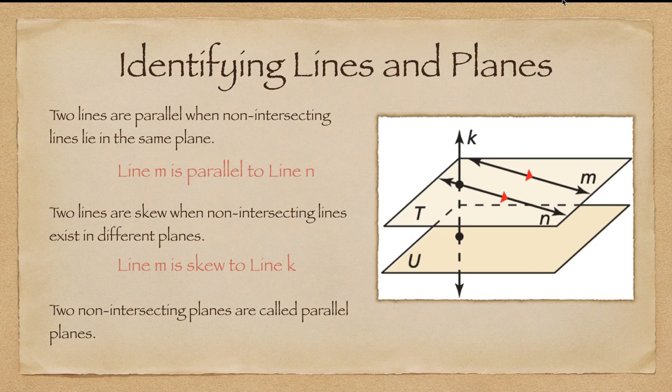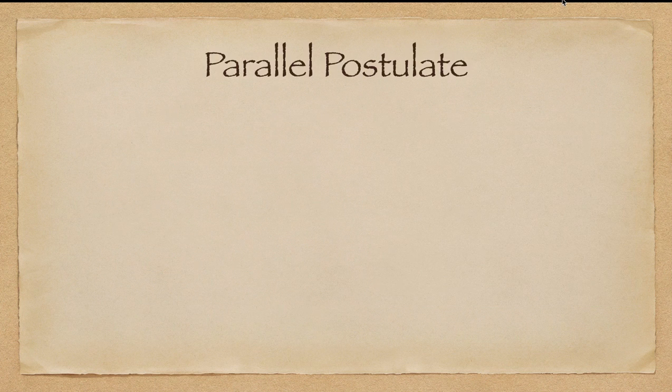And two non-intersecting planes are called parallel planes, and from the image we should see that plane T and plane U do not intersect and therefore are parallel.